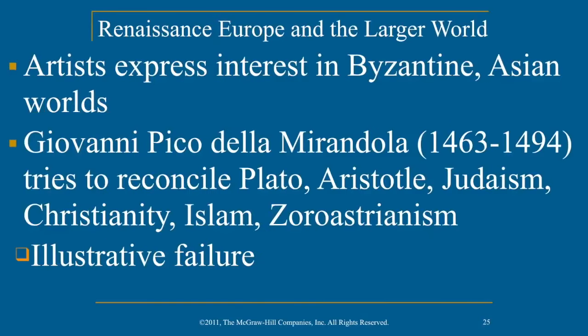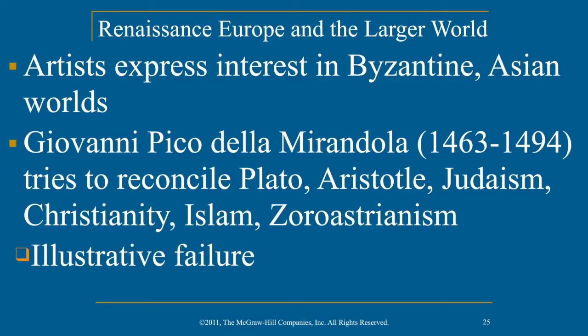Renaissance Europe and the larger world. Artists express interest in Byzantine and Asian worlds. Giovanni Pico della Mirandola, 1463 to 1494, tries to reconcile Plato, Aristotle, Judaism, Christianity, Islam, and Zoroastrianism. We've talked about some of these people before. They're really big into trying to make everybody get along, especially in philosophy and religion.